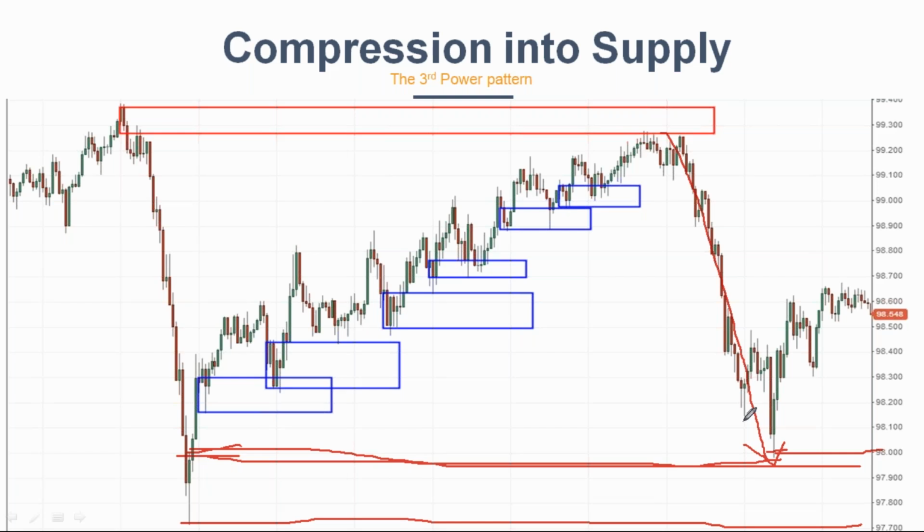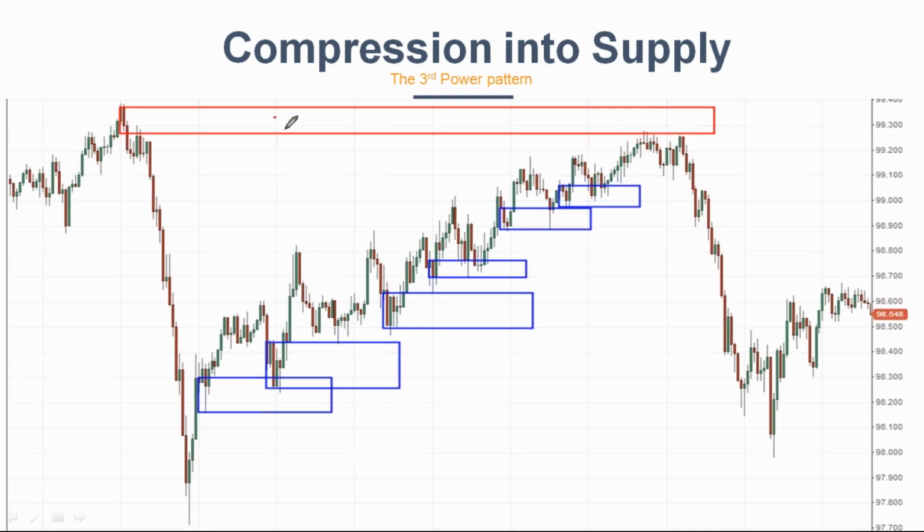What is the arrival point here? Let me reclaim it. This is a power zone. You are waiting to do a short here. This is your stop loss, the distal line. This is your entry, your proximal line, and this is your FTB to trade.